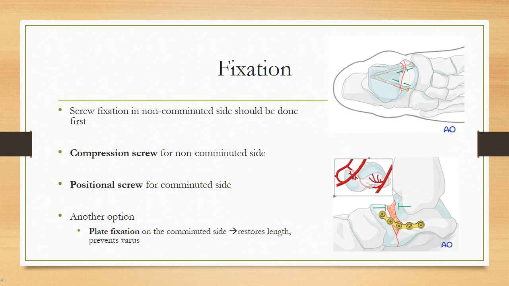A compression screw is applied here to provide stable compression and initial stability, establishing a firm foundation for the subsequent fixation steps. On the comminuted side, where multiple fragments are present, a positional screw is utilized. This screw maintains fragment alignment without compressing them, thereby preserving anatomy and preventing further displacement. Alternatively, plate fixation may be employed on the comminuted side. This method restores the length of the talar neck and prevents varus deformity, which is essential for maintaining proper biomechanical alignment.